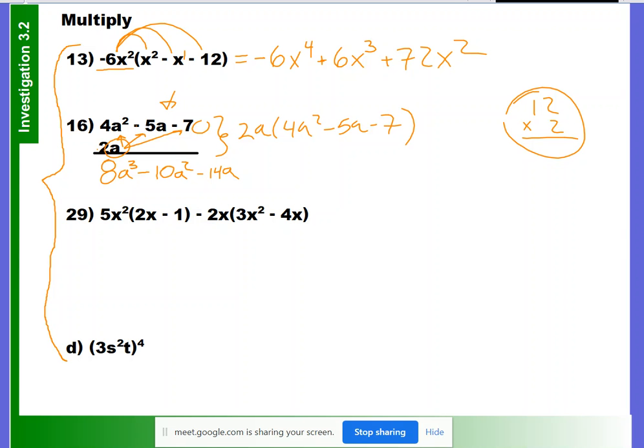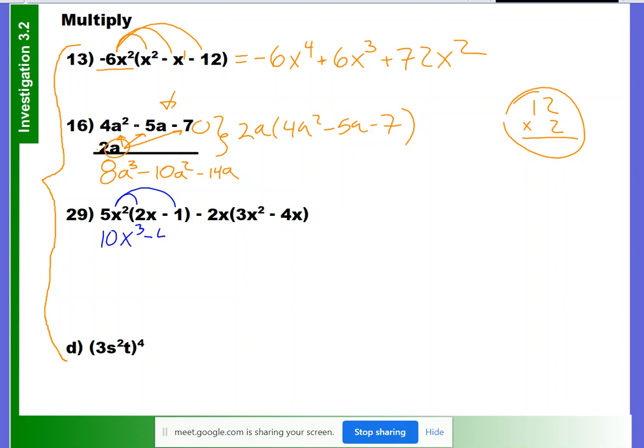All right. Do we have a new volunteer for number 29? I volunteer as tribute, Riley. Okay, Riley. Okay, so I started with distributing the 5x to the second power to the 2x minus 1, because that's the parentheses. So 5x to the second power and then 2x, that would make it 10x to the third power. And then 5x to the second and negative 1 would be negative 5x to the second power. Wait, sorry, I don't know why I said that.